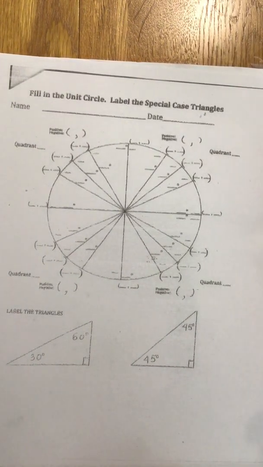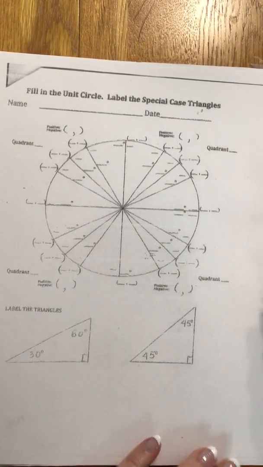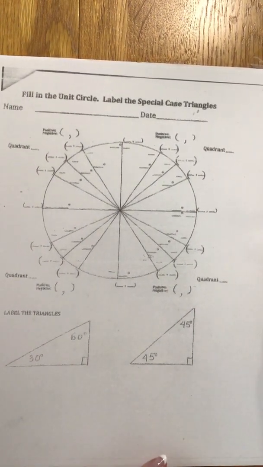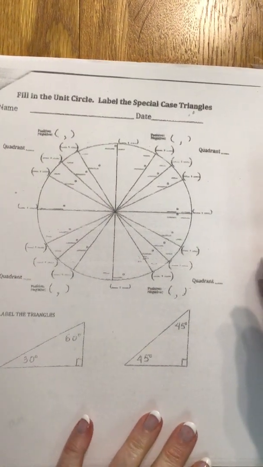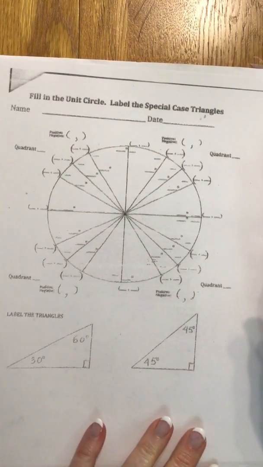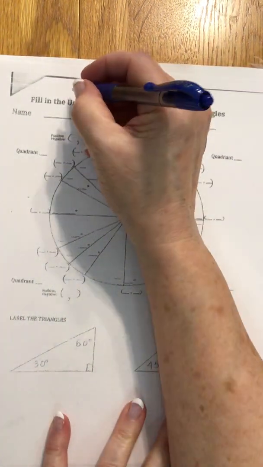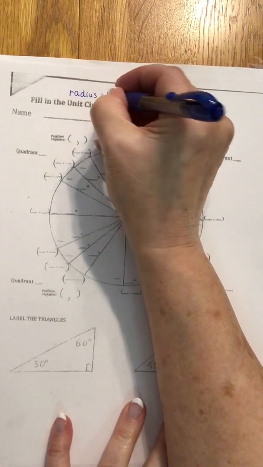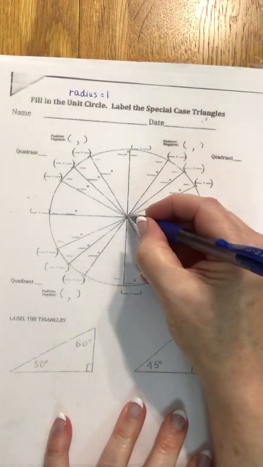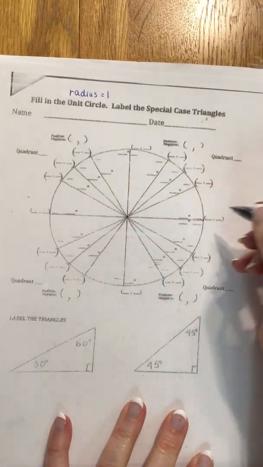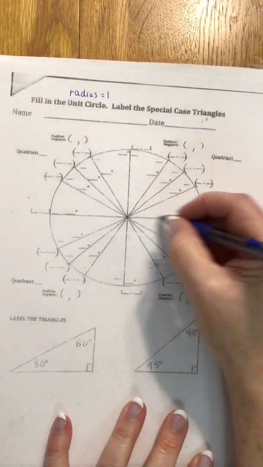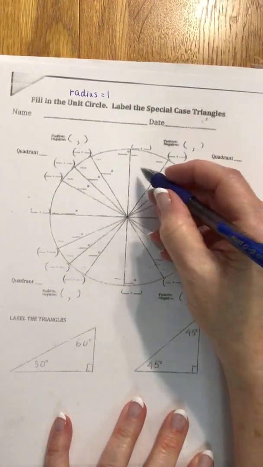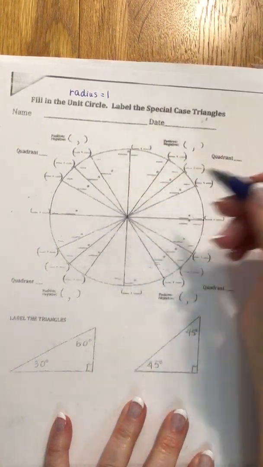Today we're going to do some additional notes from Chapter 5, Sections 5.1 and 5.2. So we're going to start out filling in the unit circle. Now we've already talked about this before, but we're going to go ahead and look at it one more time. When we look at the unit circle, we know that unit means that the radius is 1. And we know that the radius is the distance from the center of the circle to a point on the circle. So all of these lines that are going like this are all going to be length 1 when we talk about a unit circle.